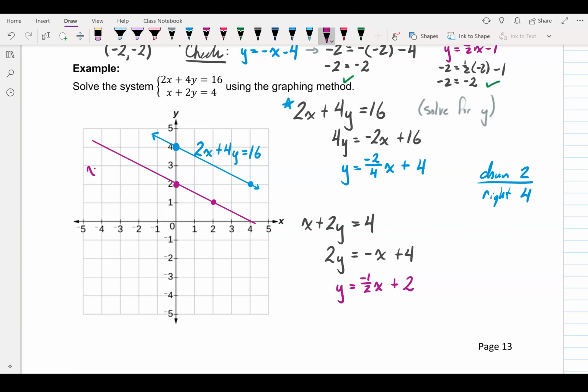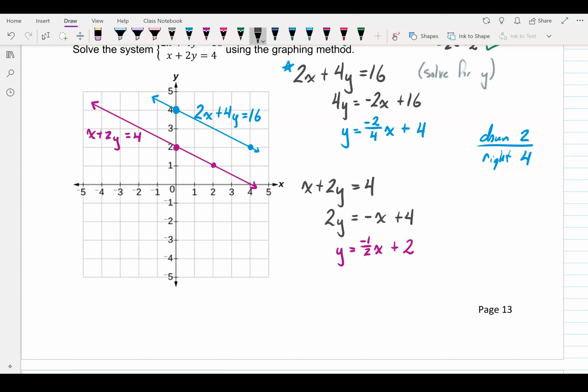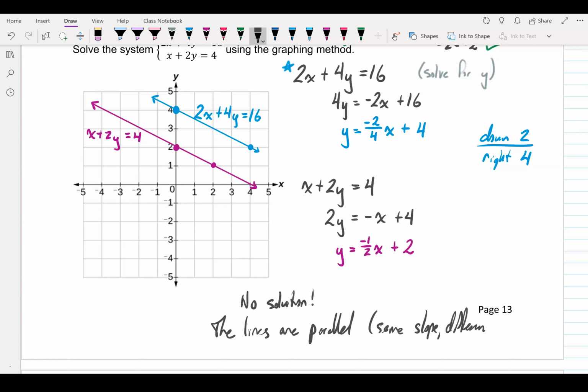The second line is x plus 2y equals 4. And what you'll notice here, hopefully, is that these lines are parallel. They have the same slope. So there's no solution. We can't solve for x and y. The reason is the lines are parallel. And the biggest piece here is the same slope.